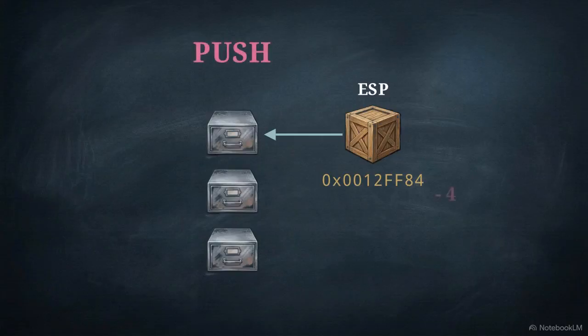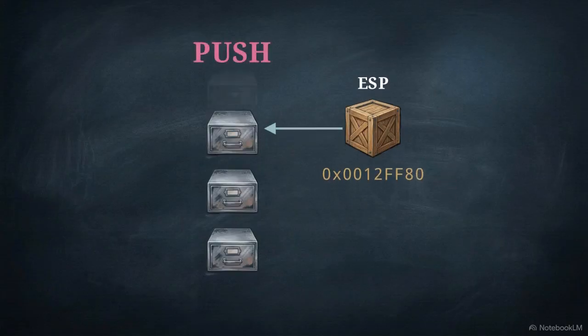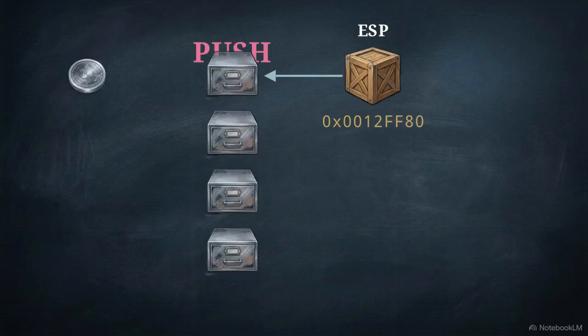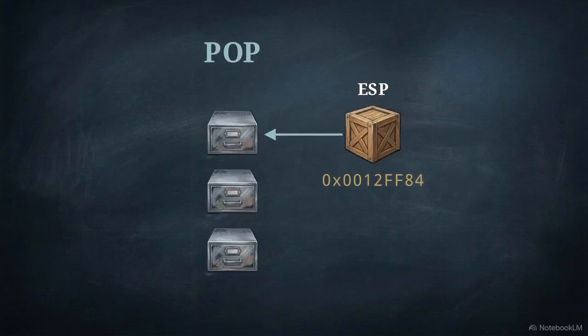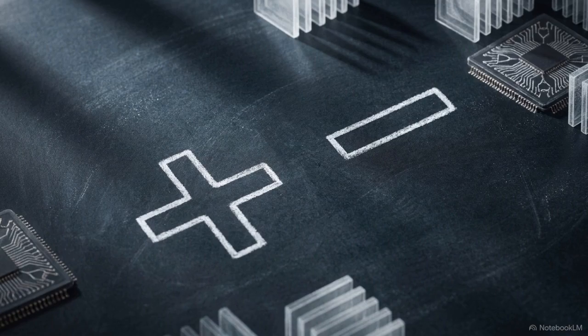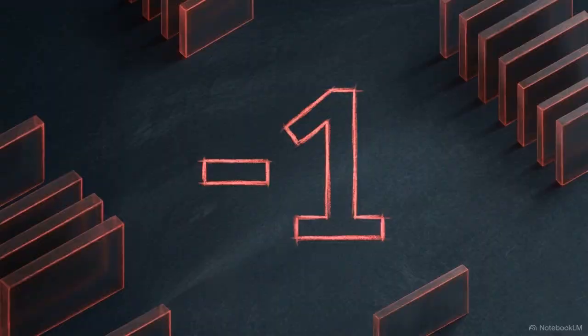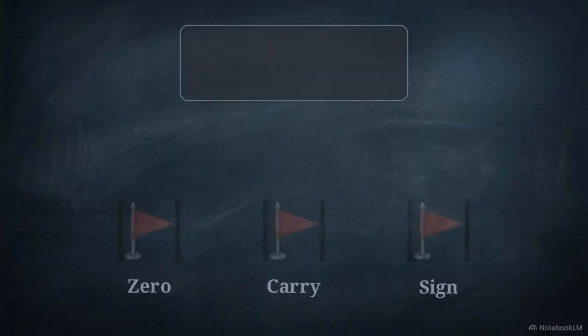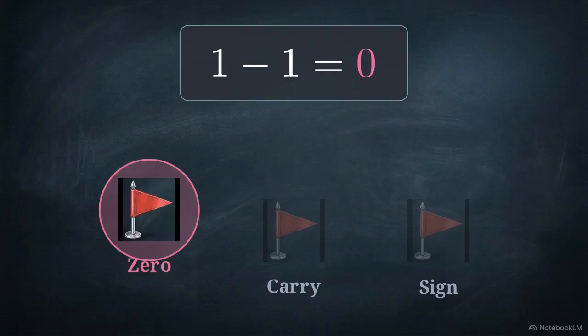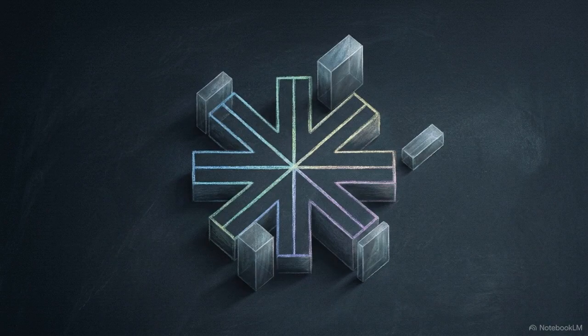Stack memory is managed dynamically. PUSH subtracts 4 from the current stack pointer, ESP, writing data into that newly allocated address. The reverse is POP. It reads the value from the ESP address, then adds 4 to the ESP register, erasing the allocation. Standard arithmetic operations include ADD, SUB, INC for incrementing by 1, and DEC for decrementing. Crucially, these operations actively update the CPU's internal status flags based on their mathematical results.